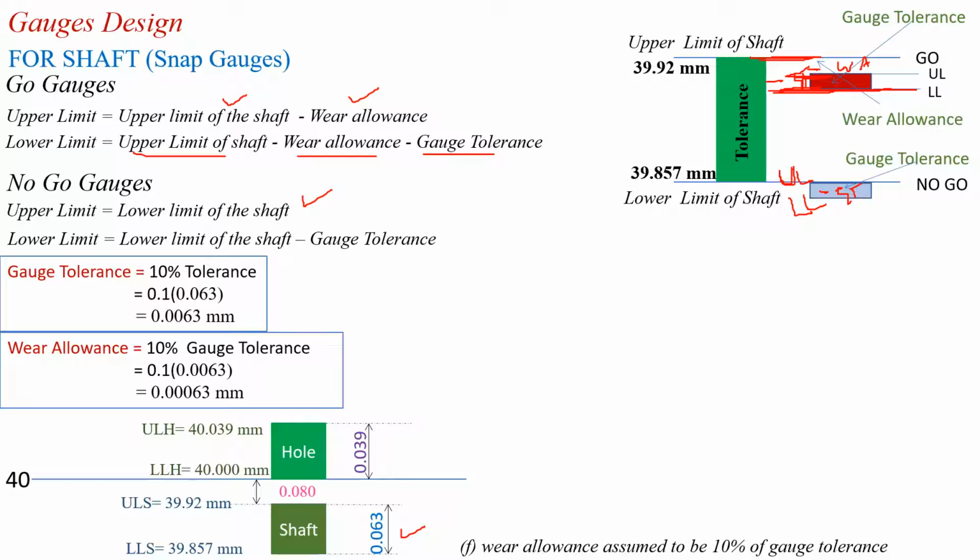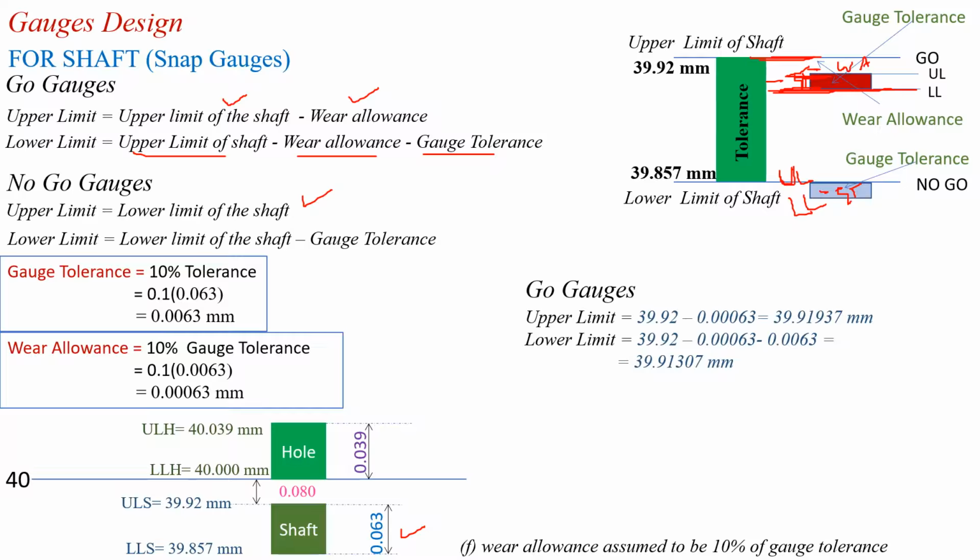So we know the gauge tolerance, the wear allowance, and the upper and lower limits of the shaft. Then we can find the limits of the go gauges and no-go gauges. First we go for the go snap gauge. The upper limit equals the upper limit of the shaft, 39.92, minus the wear allowance, 0.00063. Then the upper limit of the go snap gauge equals 39.91937. Similarly, the lower limit of the go snap gauge equals the upper limit of the shaft minus wear allowance minus gauge tolerance. Substituting all these values, the lower limit of the go snap gauge equals 39.91307 mm.